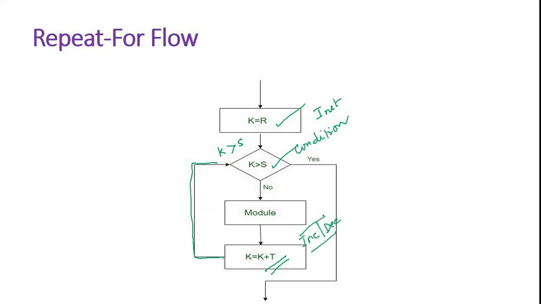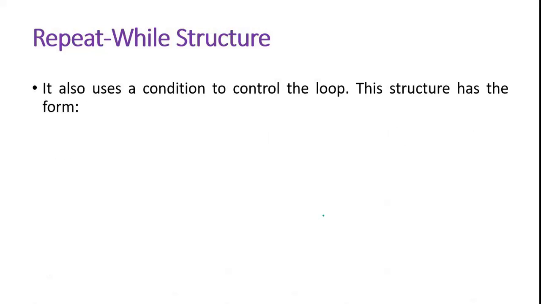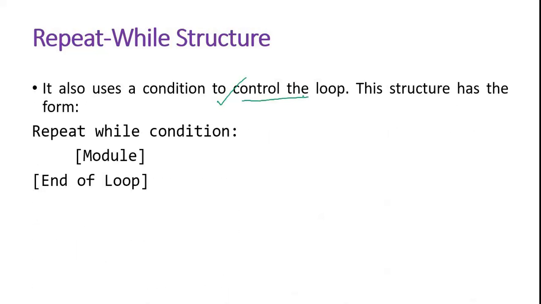In the same way, the while loop also uses a condition to control the loop. It does not have a certain number. Until the condition is met, I am going to execute the module. I don't know how many times the condition will be satisfied, 10 times or 20 times or 30 times. But until the condition is satisfied, the module will be executed. And this is the end of the module.